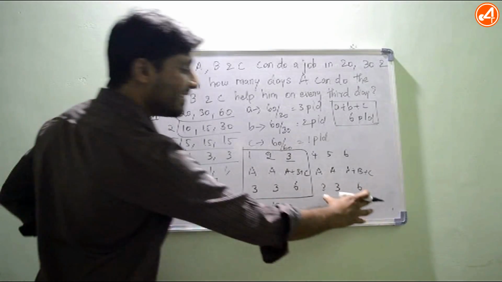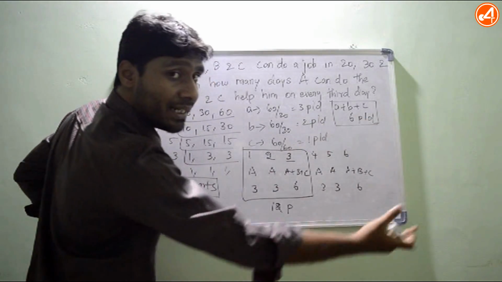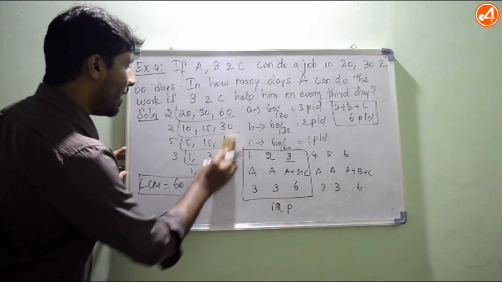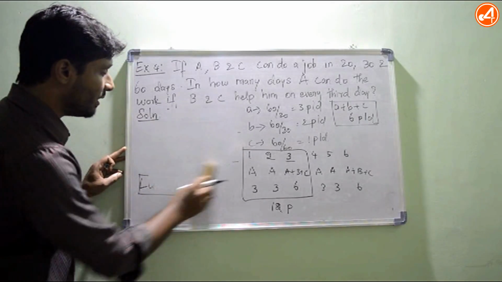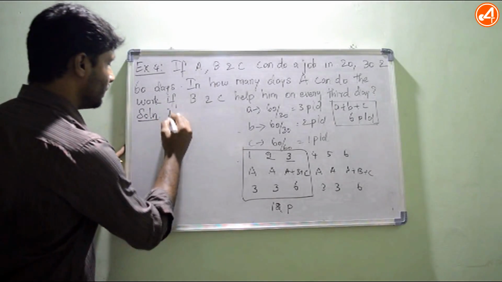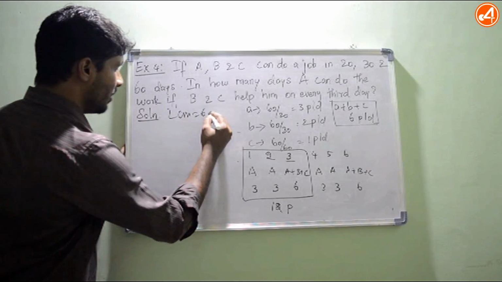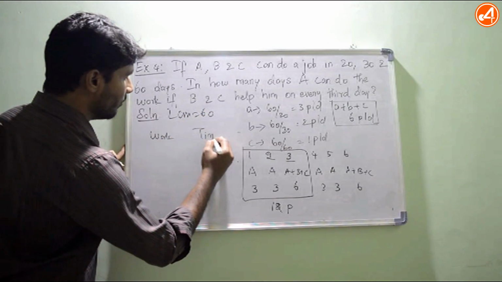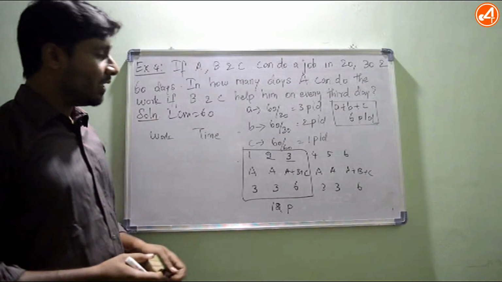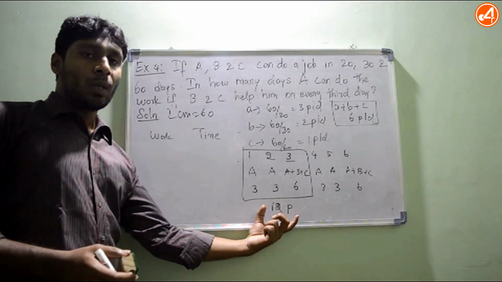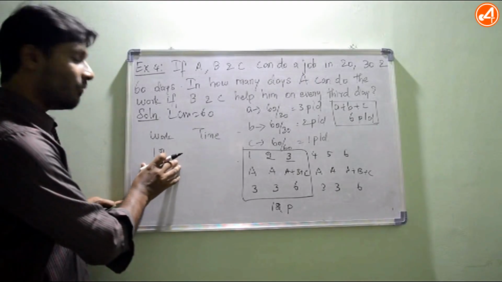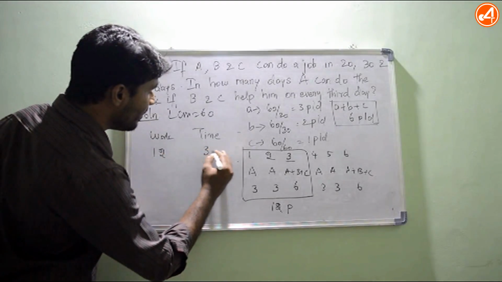Got it? On the second 3 days, same total. On the third 3 days, again the same total. So after getting this, I can simply compare the two numbers. I can just go for the variation as we saw in the previous questions. So I can compare the work and the time taken for the work. Here I have just found that on a span of 3 days, 12 parts is the work completed. Got it? So 12 units will get completed on a span of 3 days.